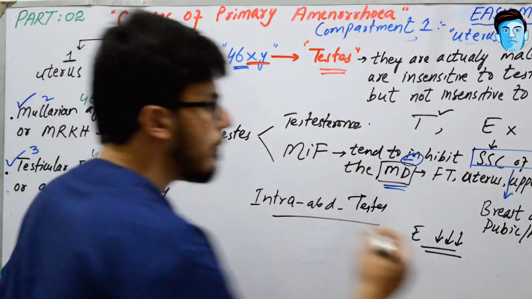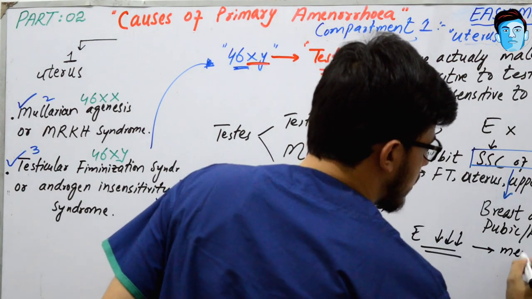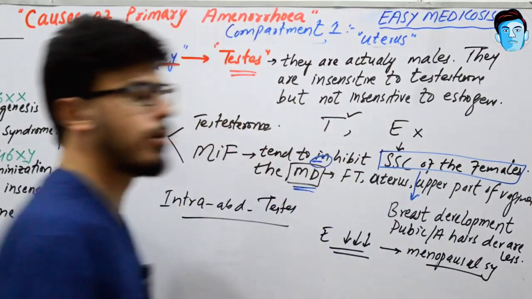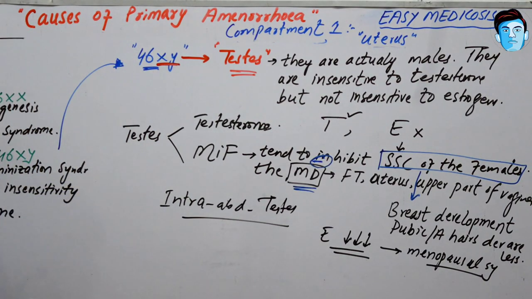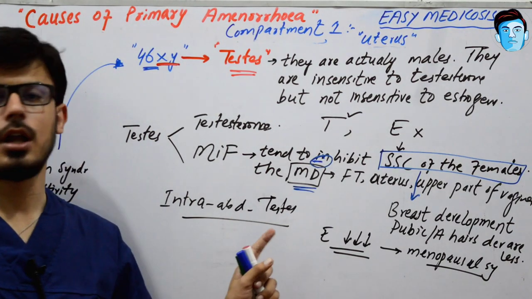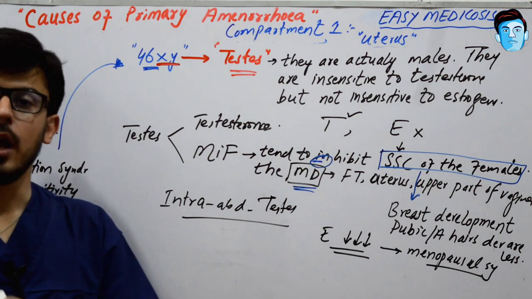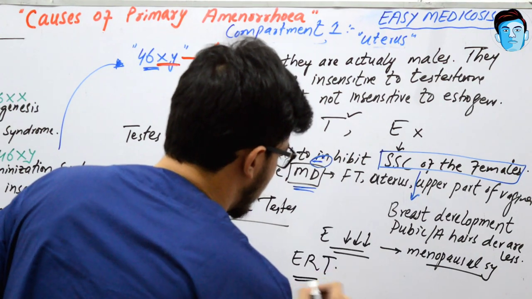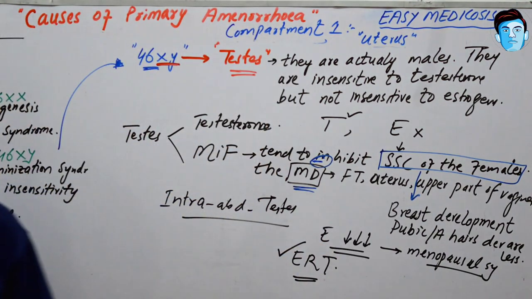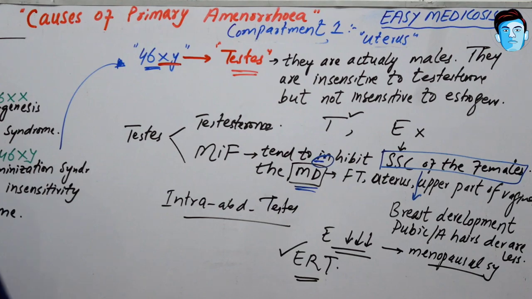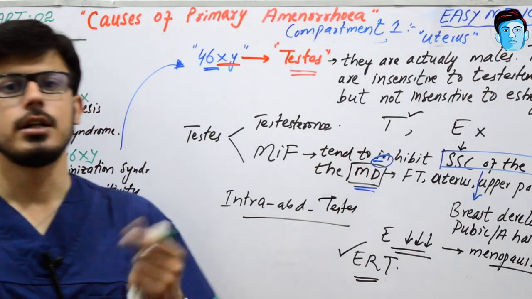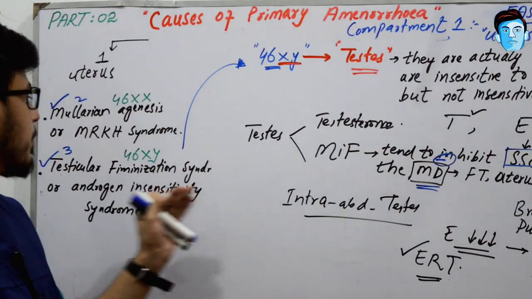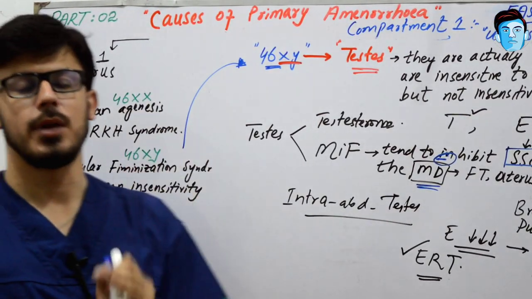So the estrogen level is not adequate, and menopausal symptoms will appear in the patient, like hot flashes and osteoporosis and all those kinds of clinical manifestations. So you can go for ERT, that is estrogen replacement therapy. And you can go for vaginoplasty as well, a surgical procedure through which a vagina is created. So these are the general points regarding testicular feminization syndrome.